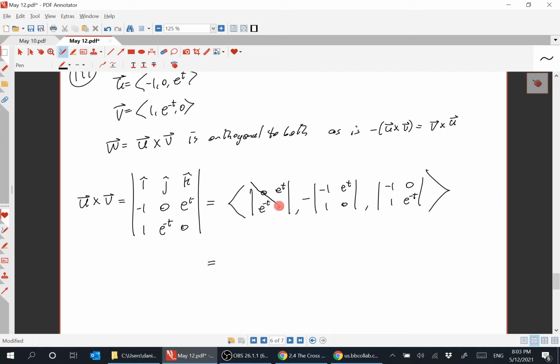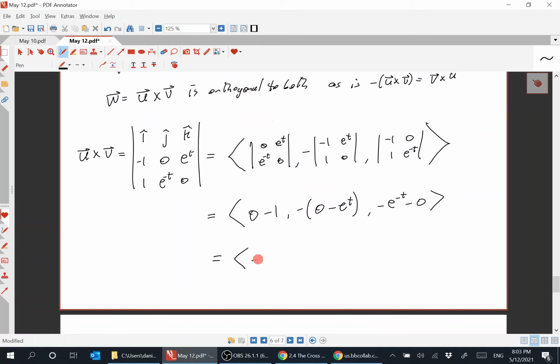So anyway, this one is 0 minus e to the t times e to the minus t, which is just 1. So this is 0 minus 1. Here you have 1 minus e to the t. 0 minus e to the t, excuse me. So 0 minus e to the t. And in the third component, you've got minus e to the minus t minus 0. So we are left with minus 1, positive e to the t, and then minus e to the minus t.